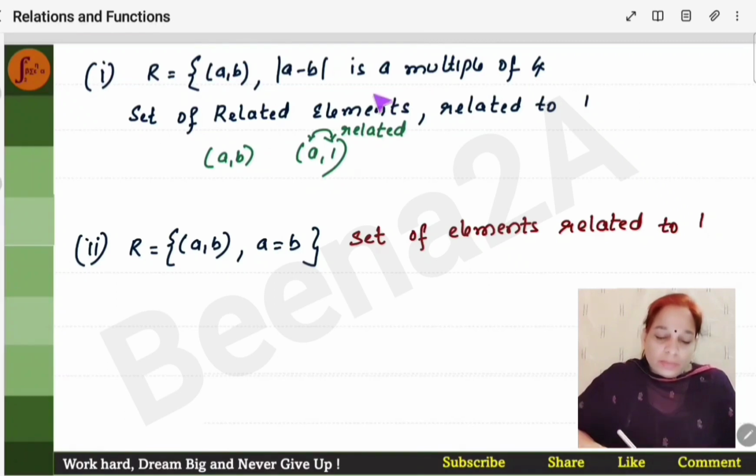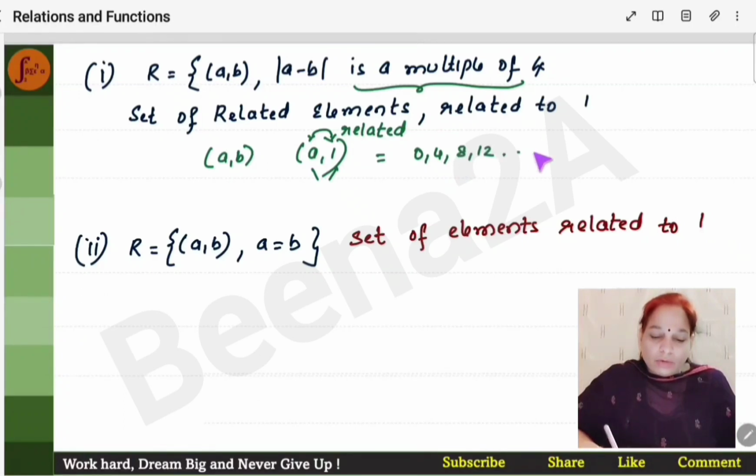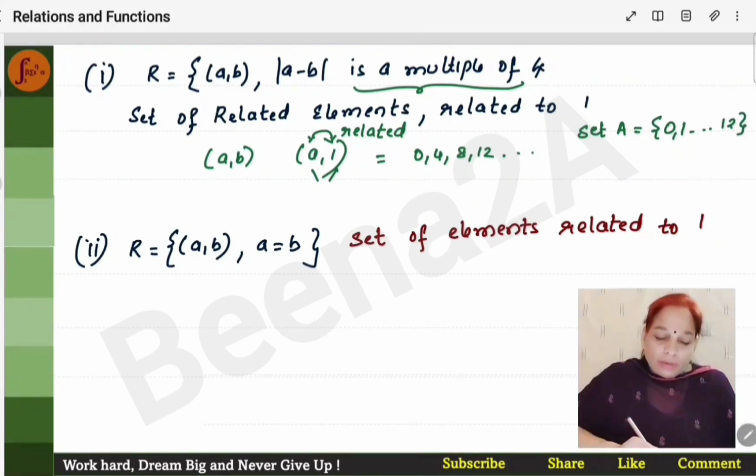Now, the relationship is given here. It should be a multiple of 4, right? So, for it to be a multiple of 4, when you subtract A and B, you should get multiples of 4. So, it can be 0, 4, 8, 12 and so on. Now, what should be the numbers, right? The set is having numbers from 0, 1 to 12. Now, what can be those numbers, right? Which can give a multiple of 4 and one of the elements is 1.